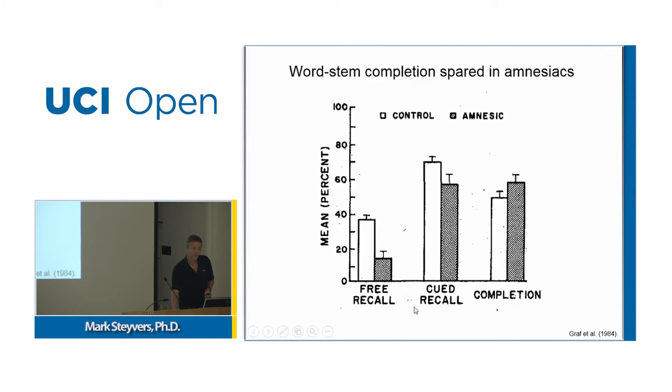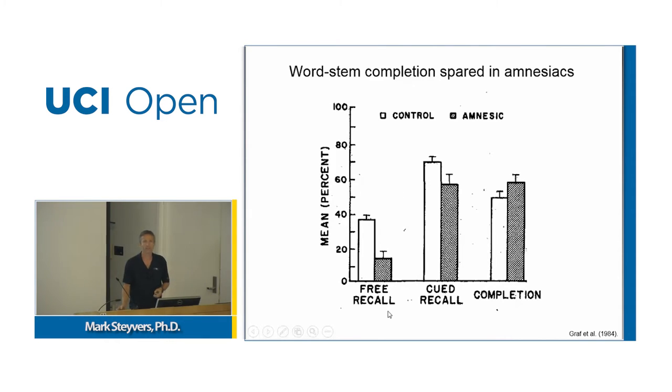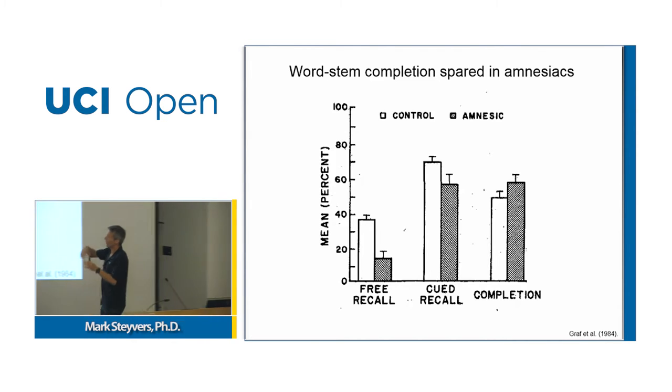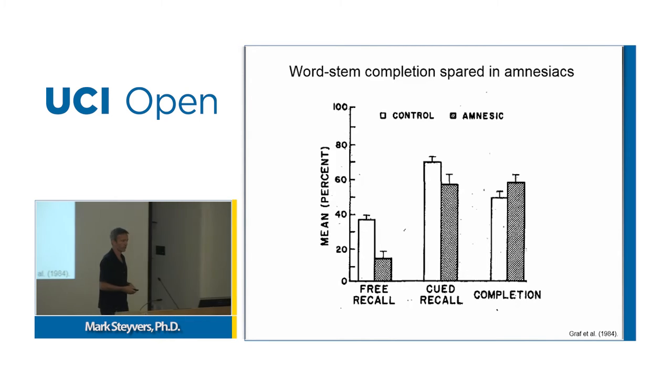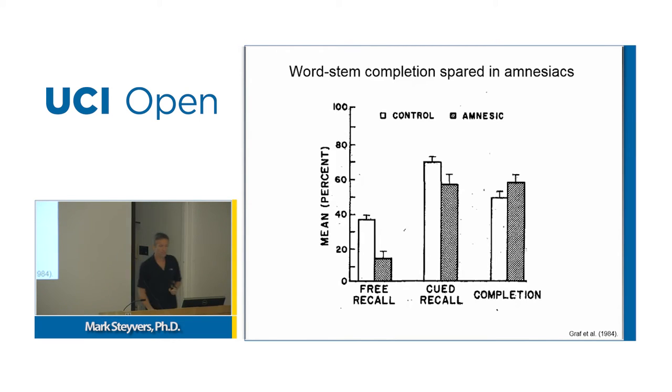Now, there was another task I didn't mention, the free recall task. Again, not surprising, if you have to remember any word in any order from that list, normal controls are far better than amnesics. The main finding is that implicit memories are spared in amnesics. So they're either about the same relative to controls, or in this case, remarkably, they're somewhat better than controls. Any questions about that?